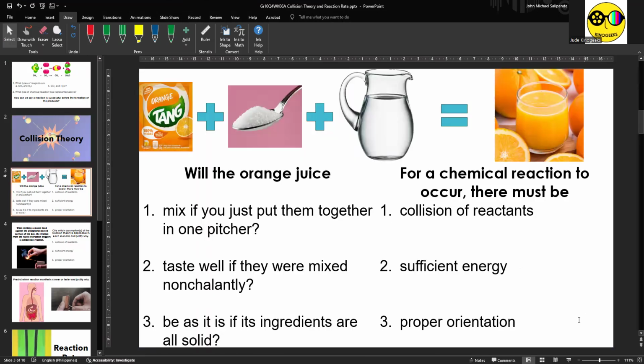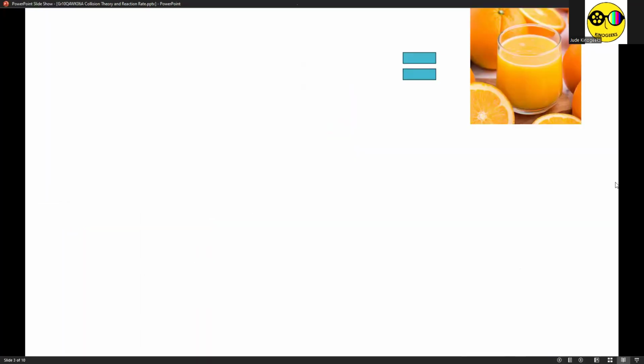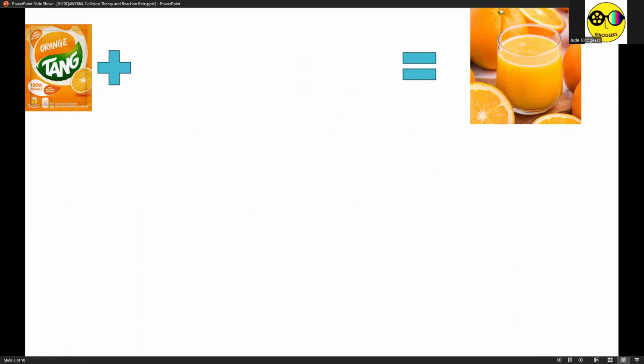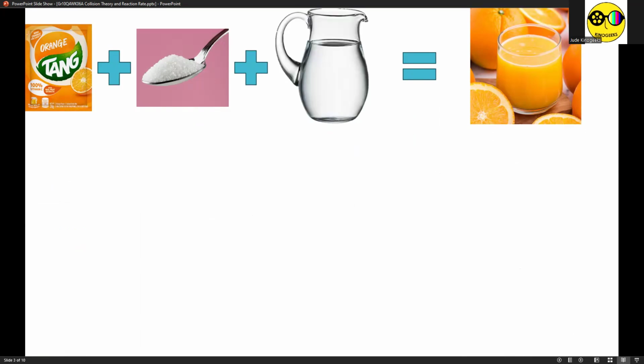Okay. So let's say for example, our main goal is to produce a beverage called orange juice. Not from actual orange fruit extract, but let's say from tang powder and a few tablespoons of sugar, as well as, of course, a pitcher or a jar of water. So we will classify tang powder, table sugar, and water as our reactants, and orange juice as our product.